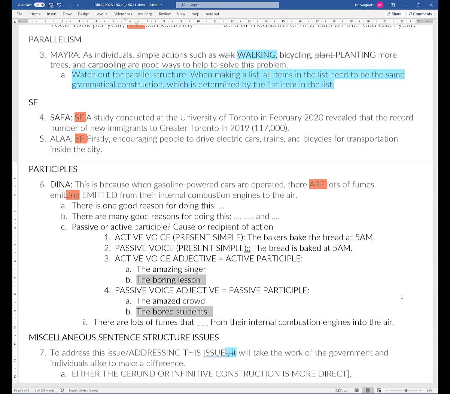The difference in the, are you speaking about the time or the? There's no time information here because these are adjectives. It's the same thing. Active and passive. Boring lesson, bored students.